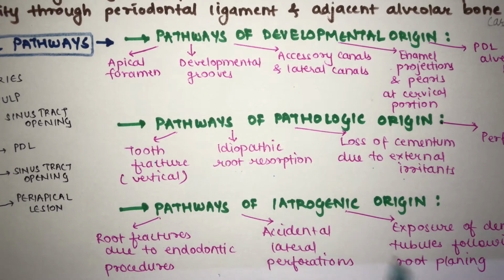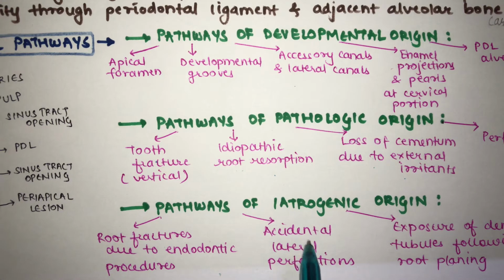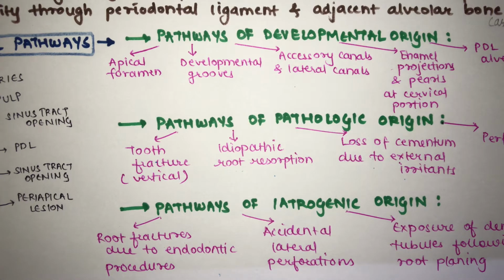Iatrogenic is because of the dentist itself. If you are doing endodontic procedures and at that time you encounter root fractures, this can lead to communication between the pulp and the periodontal structures. Then if there is an accidental lateral perforation, which is an endodontic failure where you perforate laterally, this is the next reason for communication of the pulp and the periodontal structure.